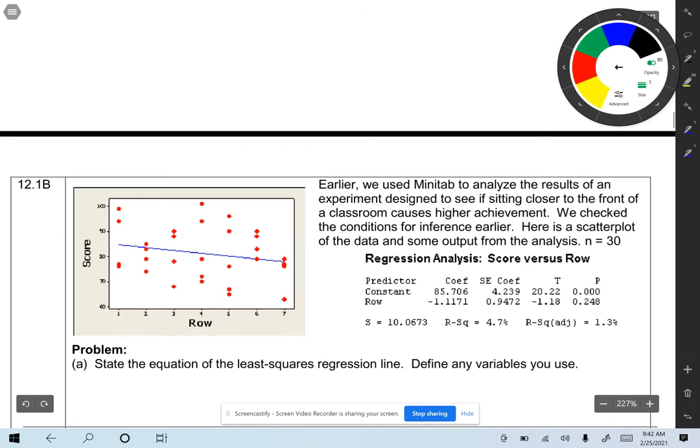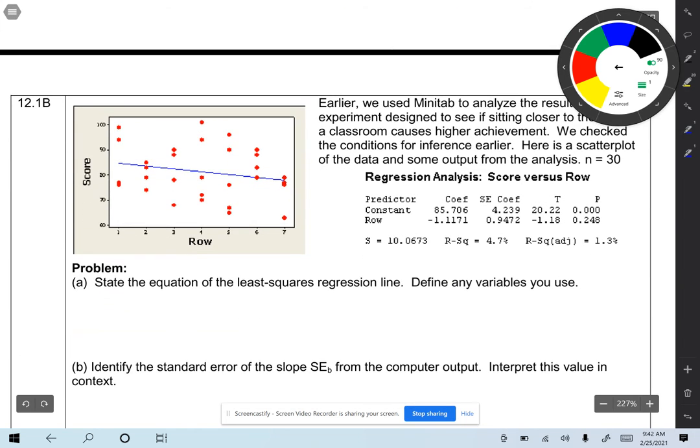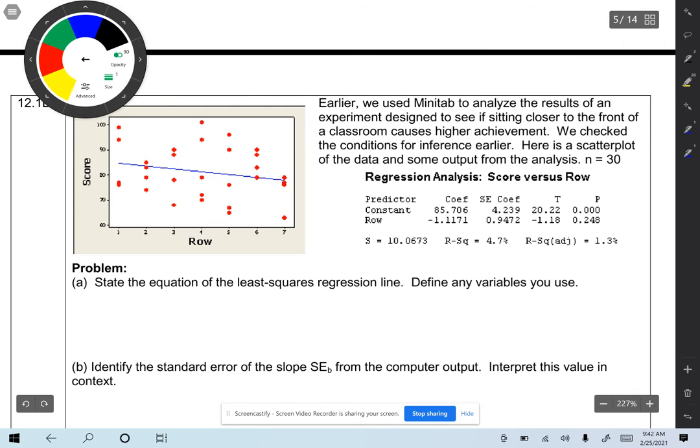So we will do 1, and we'll just do our rows and test scores 1. Earlier, we used Minitab to analyze the results of an experiment designed to see if sitting closer to the front of a classroom causes higher achievement. We checked the conditions for inference earlier, and we met them. Here is a scatter plot of the data and some output from the analysis where n equals 30. You had 30 students.